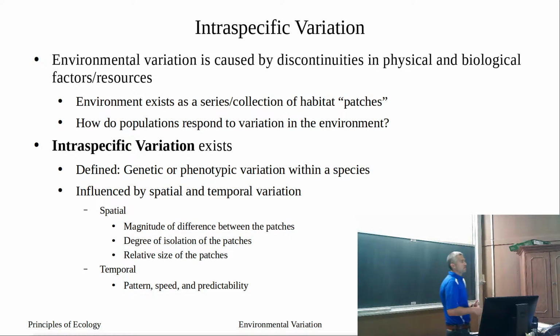All right, so we are influencing the variation through spatial and temporal factors. At the spatial level, that variation that we see across the species is due in part to the magnitude of differences between our patches. So you can ask, how different are they? Are we going from a hardwood forest versus a pine forest? Yeah, that's kind of a difference. Are we going to a habitat patch that receives 100 centimeters of rain a year versus 20 centimeters of rain a year? That's a pretty big difference in rainfall. All right, so magnitude of difference between the patches.